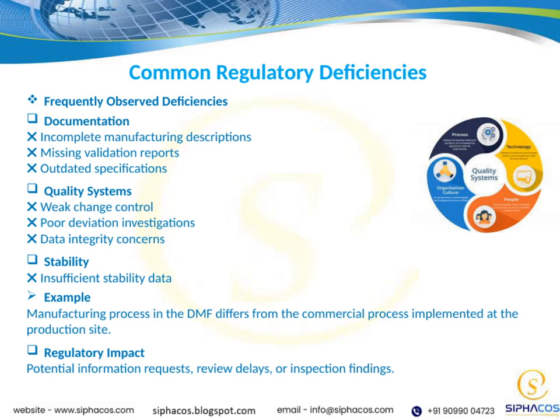Let's look at some common regulatory deficiencies we often see. These usually fall into 3 buckets: documentation, quality systems, and stability. Documentation issues might include incomplete manufacturing details, missing validation reports, or outdated specs. Quality systems often show weak change control, poor deviation investigations, or data integrity problems. Stability concerns tend to revolve around insufficient data. For example, if the manufacturing process in the drug master file doesn't match what's actually used on site, that can trigger questions, slow reviews, or even inspection problems.